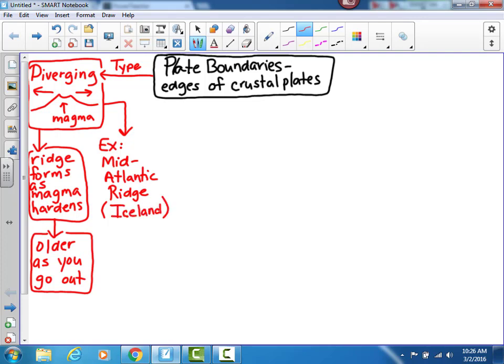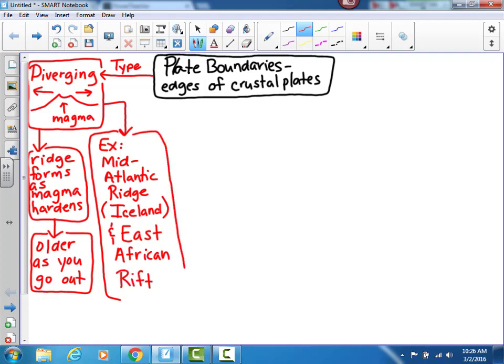So we'll put that in parentheses. That's the one place where the Mid-Atlantic Ridge is on land. And then we'll put one other example because most diverging boundaries are in the ocean, but not all of them are. We're going to list another one that's not, and that is called the East African Rift. If you know geography of that continent, it's over by Ethiopia, where that part of Africa kind of juts out on the right-hand side. That's where the East African Rift is.